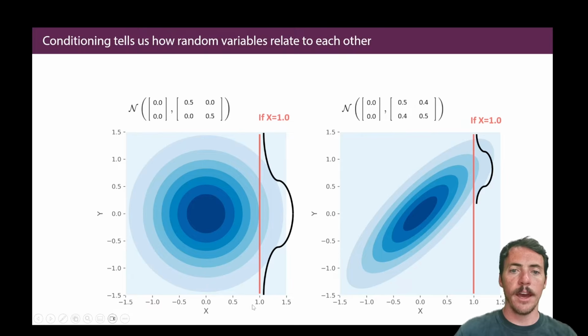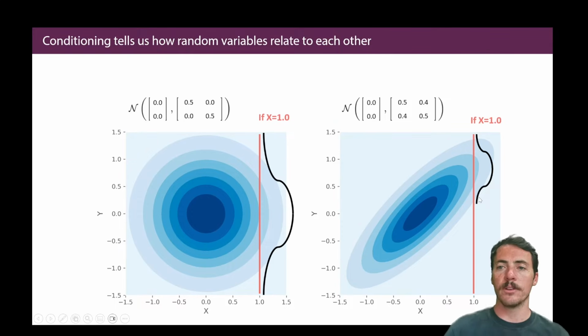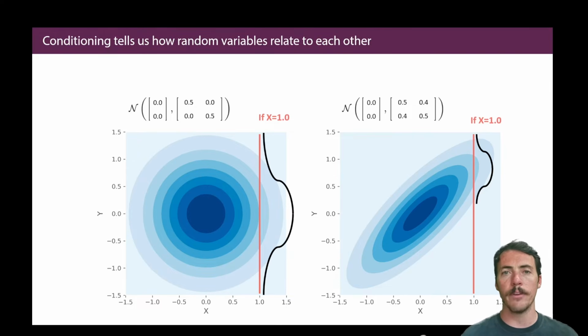Here it's taken at 1 for that same distribution. But here's what it looks like with a different covariance matrix. That same value of x equals 1 gets a different response. We get that from conditioning. So conditioning tells us how different random variables relate with one another, okay?